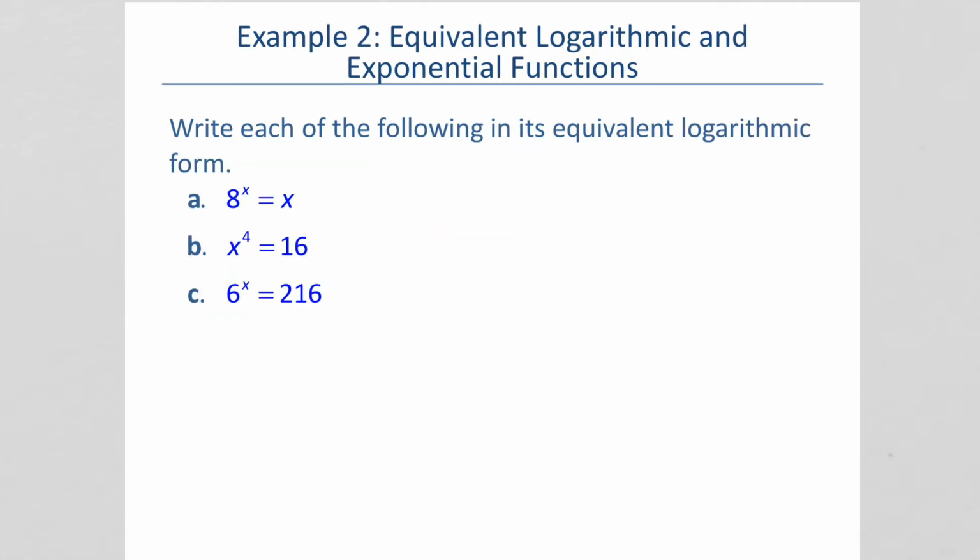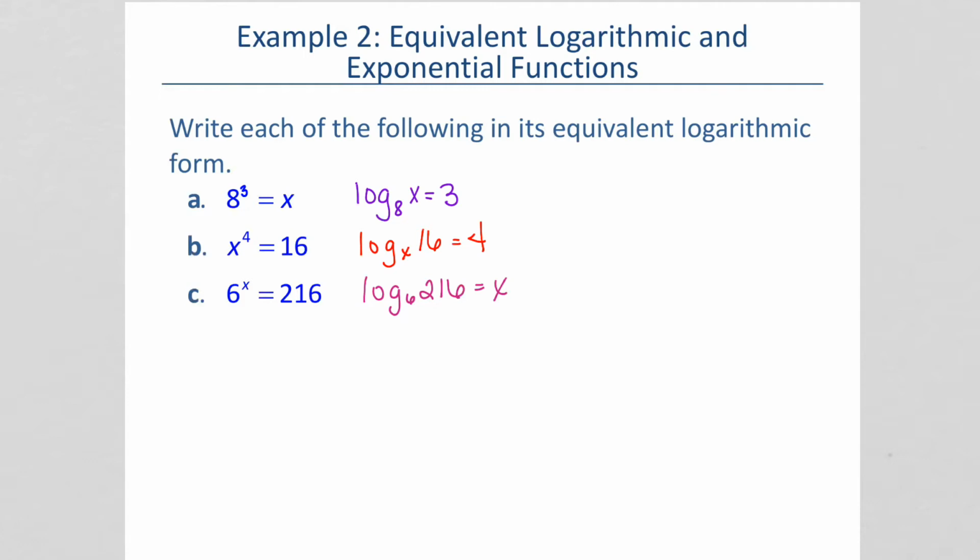Then we can go the opposite direction. 8 to the x equals x. Oh, I think one of those x's was supposed to be a 3, so I changed that. Okay, so 8 to the 3 equals x would be log with a base 8 of x equals 3. x to the 4th equals 16 would be log base x of 16 equals 4. And then the last one, 6 to the x equals 216 would be log base 6 of 216 equals x.